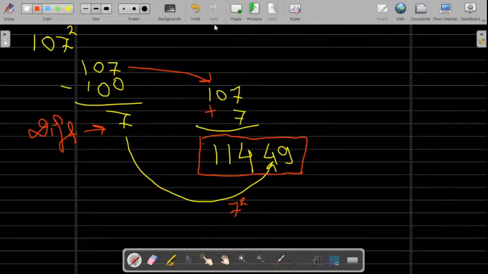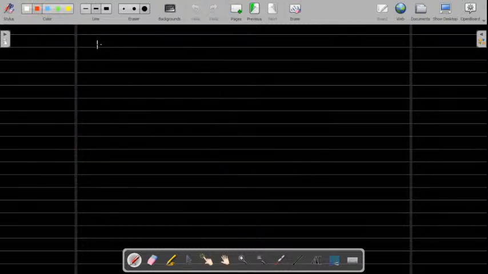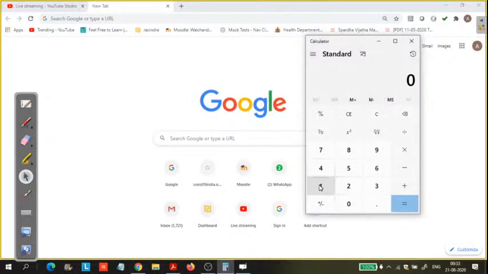Similar to that, take one more example: 109. Calculate for 109. In your mind only you can calculate. How can you calculate? The difference is 9. So 109 plus 9, how much? 118. Okay, so 118 81. 109 square is 11881, right?